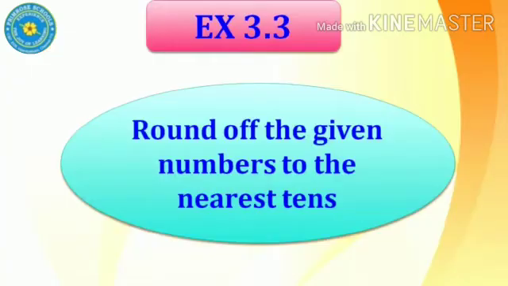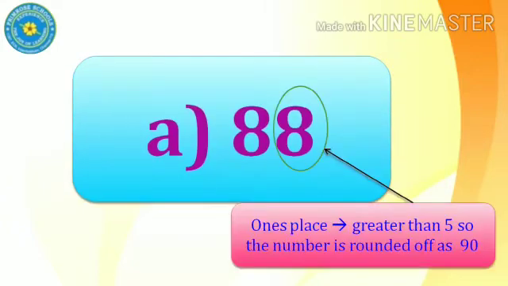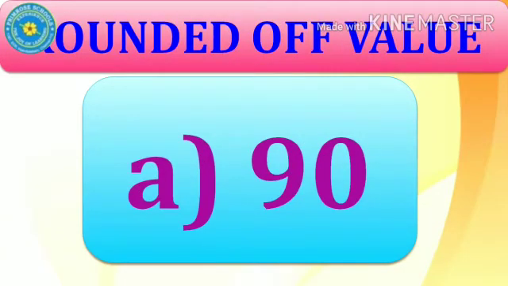Let's move on to the exercise 3.3. First question, round off the given numbers to the nearest tens. So part A, 88. So how will you round it off, children? The ones place is 8, which is greater than 5. So we have to put a 0 there and increase the tens place. So 8 becomes 9. So the rounded off number becomes 90.